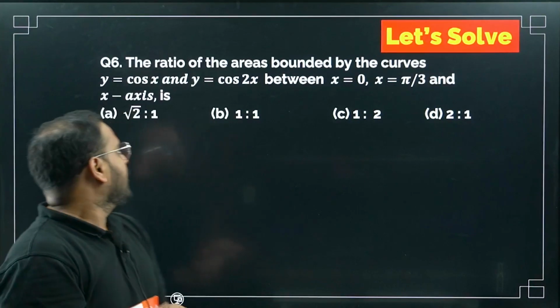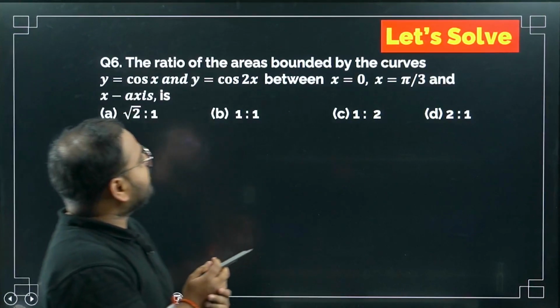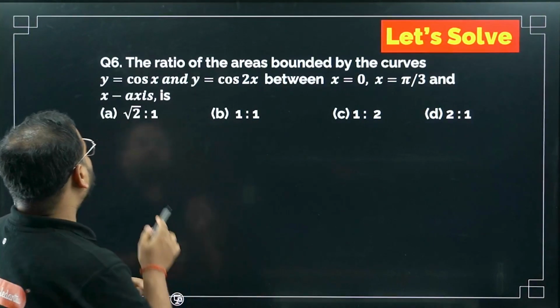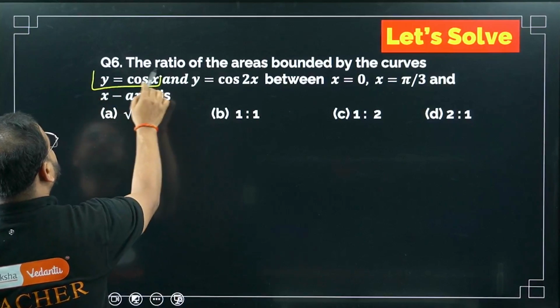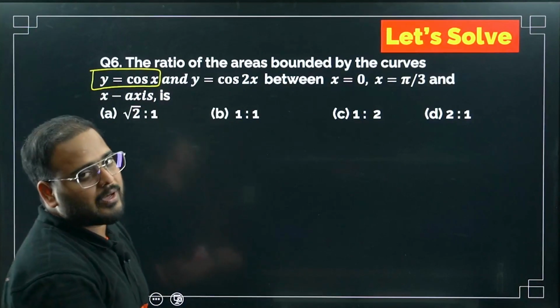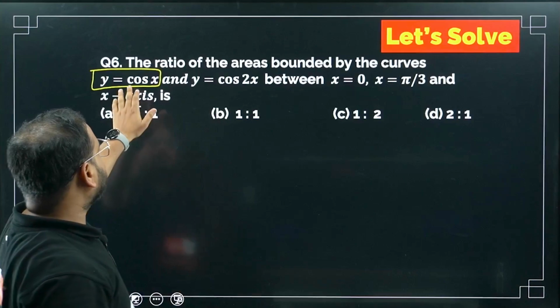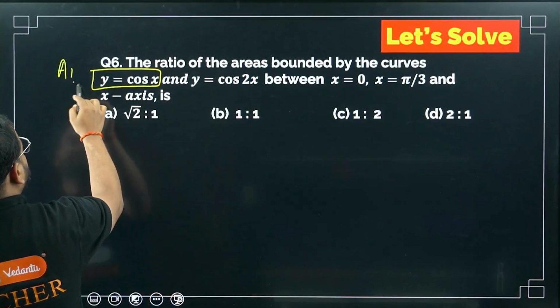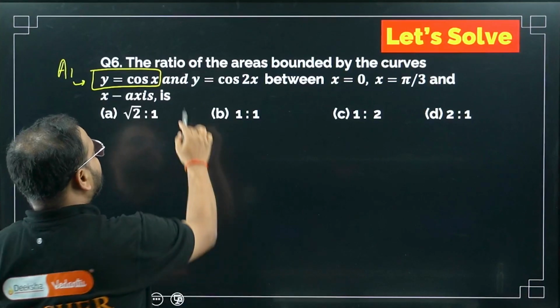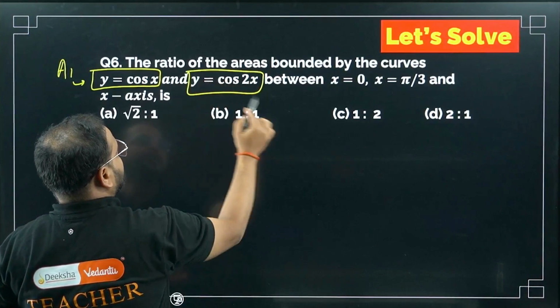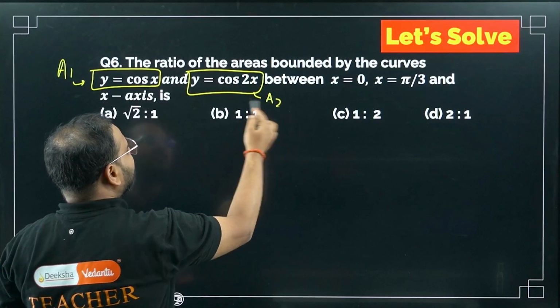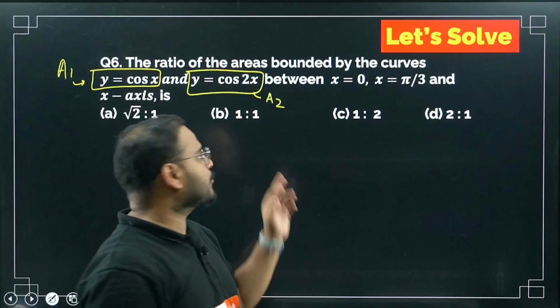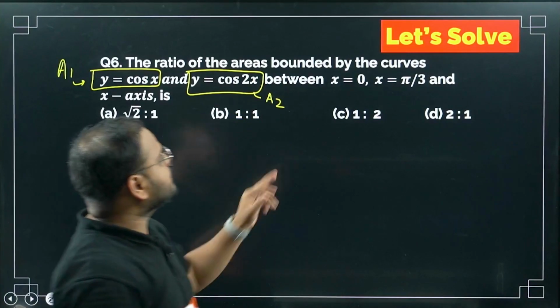The ratio of the areas bounded by the curves y equals cos x and y equals cos 2x means find the ratio of this area. Let's call this area A1, and this area A2. Sir, this is not area. I am talking about their integrals, not the functions. From where to where? From 0 to pi by 3.